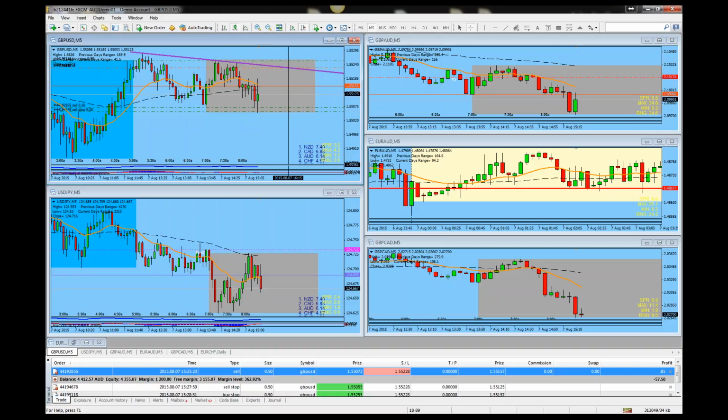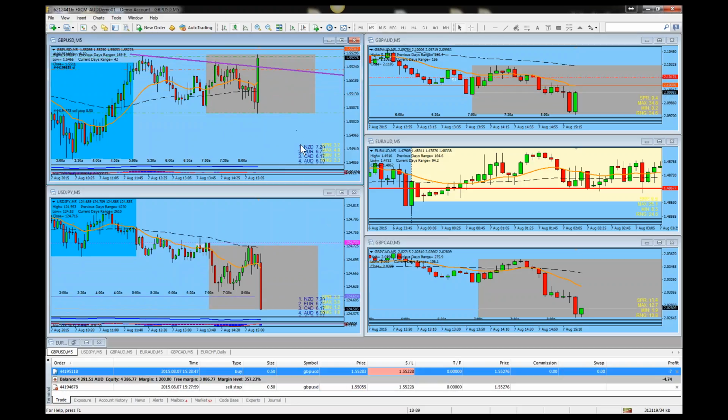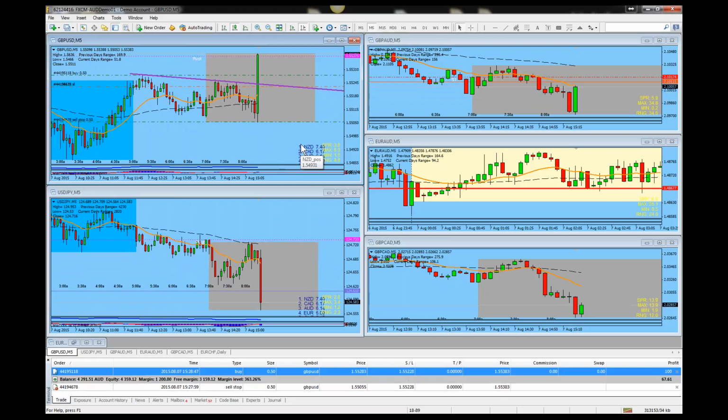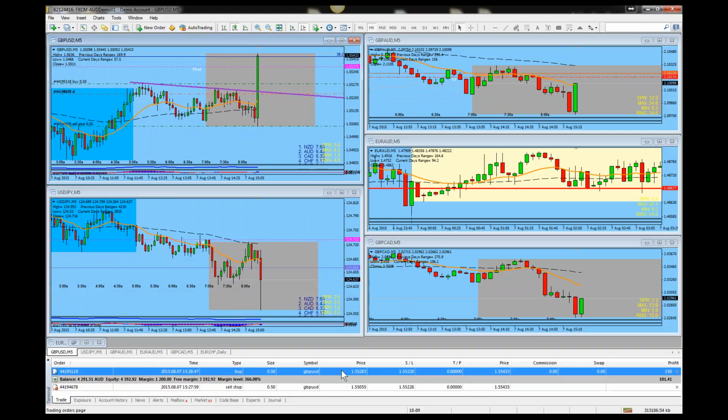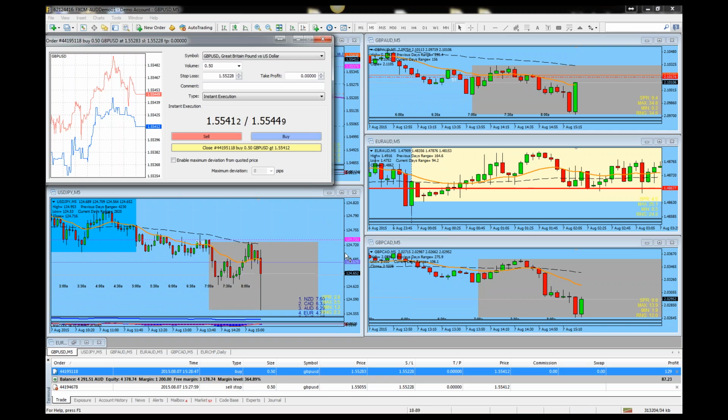We may get triggered both ways at the announcement, but that 20 pip range, that's not bad at all. That'll take in a pretty decent spike. There we go. And we're long. And get my close order ready.